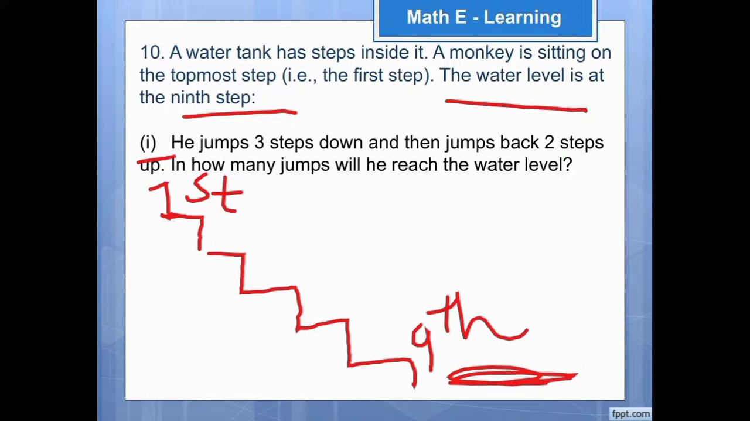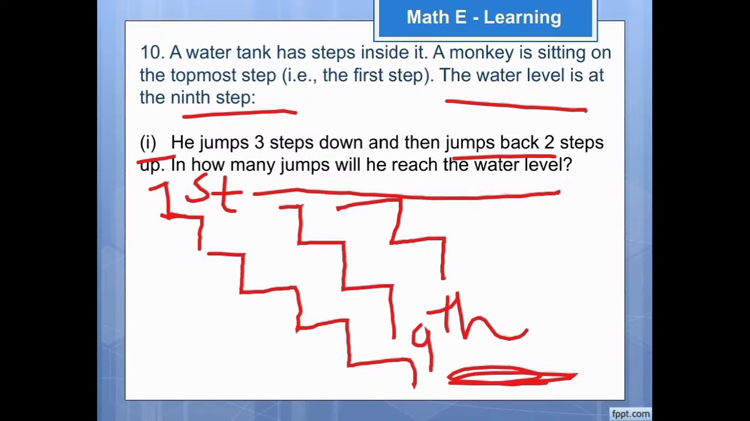The first question is, he jumps 3 steps down and then jumps back 2 steps up. He jumps 3 steps down, then in the next jump he goes back 2 steps up. In how many jumps will he reach the water level? So after how many jumps will he reach the 9th step?